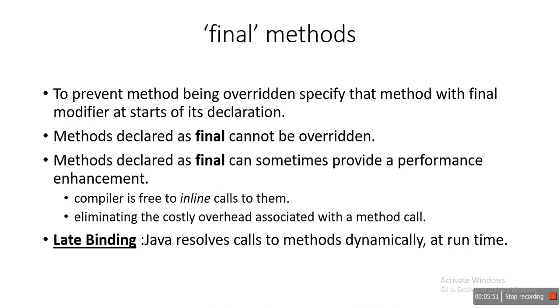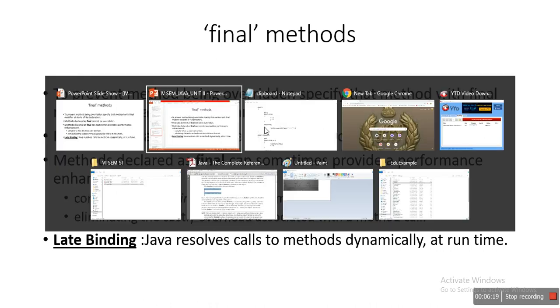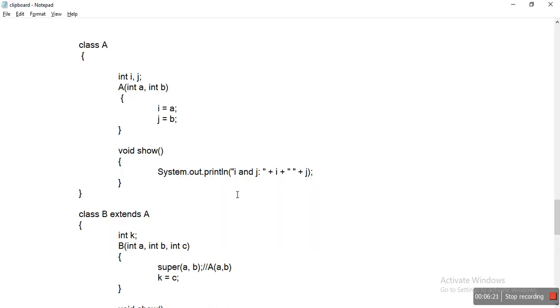So resolving the calls to methods at runtime is called late binding, and resolving calls to a method during compile time is called early binding. We have two terms, late binding and early binding. Early binding means at compile time, and late binding means at runtime. We'll see an example of how to declare a method as final.